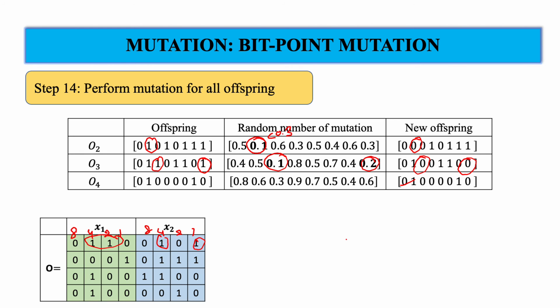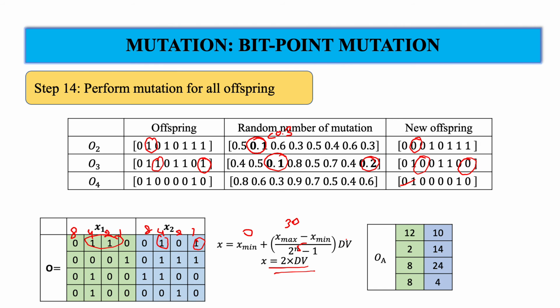Now after that we will use our formula. This we have seen: minimum value is 0, maximum value is 30, our string length is 5. So this is the formula to calculate the actual value. Each offspring will have actual values such as 12, 10, 2. As we have seen, it was 6, here the actual value is 12. Here my value was 5, now it is 10. Like that we have calculated our offspring values for both the variables. Now after that we will calculate the fitness function for each offspring.